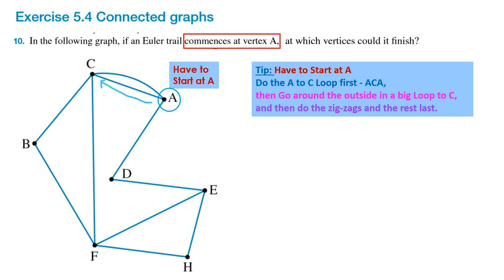We go from A across to C, and then we come back to A again. Now, you could have done this the other way too. You could have gone from A to C and then back along the straight line to A, as long as we do that little loop there and get that out of the way first. Now we're going to start going around the outside. So we go A to D, D to E.